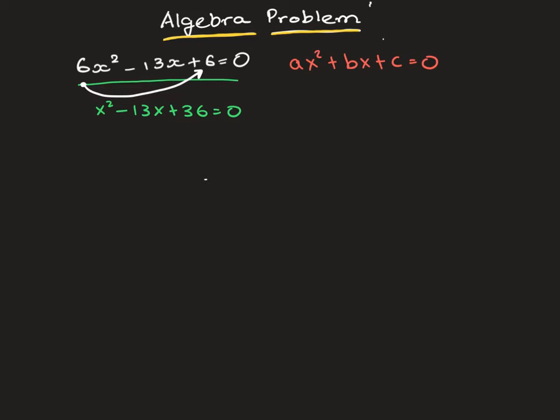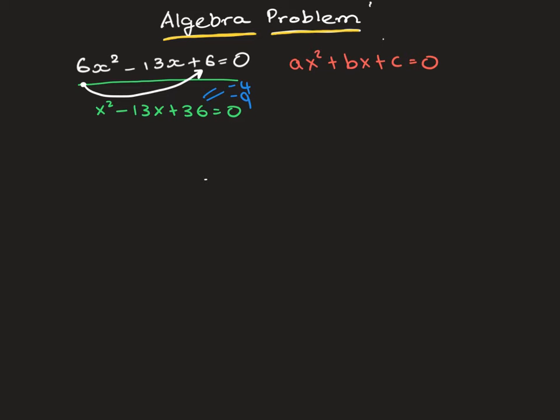So you have negative 2 and negative 18, and you have negative 3 and negative 12, and then you have negative 4 and negative 9. So you have our two numbers, which are negative 4 and negative 9. Those would be our two numbers to use to split apart 13x.